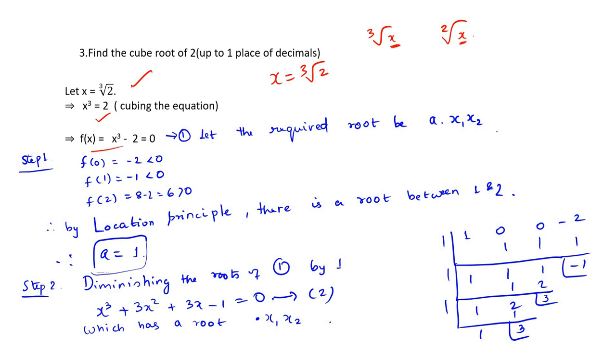Now we do not know what the root is. Up to one place only we are asked to find. So that means here up to 2 places you consider, then round it off. So a point x1 x2. Now by location principle your a is determined. That happens to be your 1. So then here by location principle there is a root lying between 1 and 2. Now diminish the roots of f by 1. So when you diminish, this is what you get, minus 1. That will have a root, because we have diminished by a, that will go off. So point x1 x2.